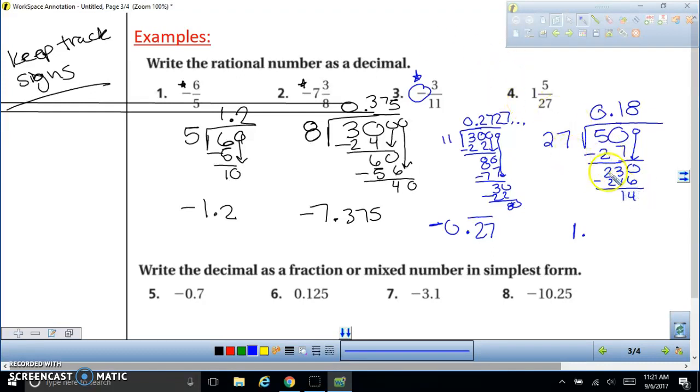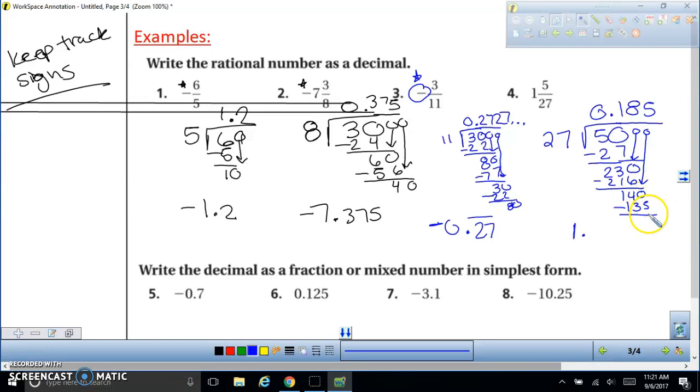All right. 27 doesn't go into 14 at all, so add that 0, drop it down. 140 divided by 27 is going to be about 5. 27 times 5 is 135. Ooh, this is an ugly one. We don't have a pattern yet, so we have to keep going.